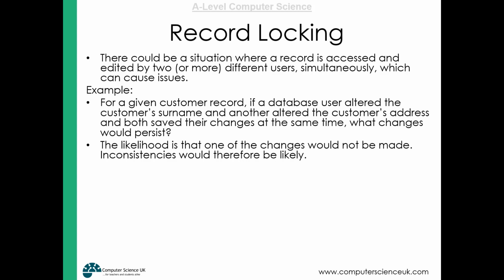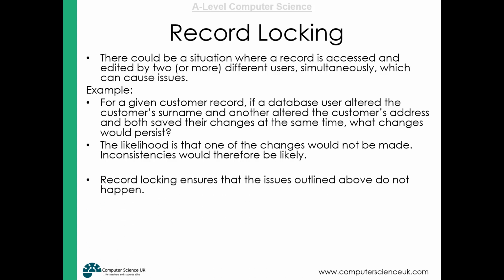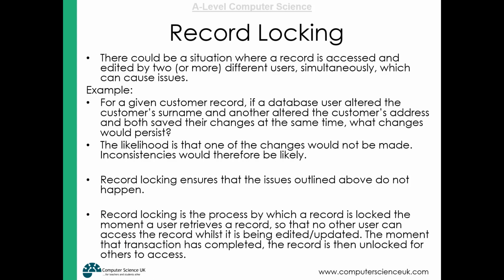We looked at consistency being a really important principle when we're dealing with transactions. We need to therefore ensure consistency, and to make sure that happens, we do record locking. Record locking ensures that the issues outlined above don't happen. Record locking is the process by which a record is locked the moment a user retrieves the record, so that no other user can access the record whilst it's being edited or updated. The moment that transaction is completed, the record is then unlocked for others to access.